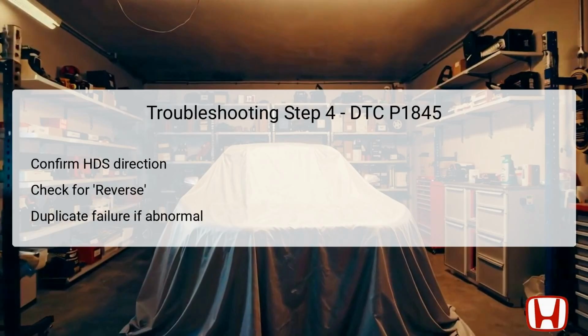If the HDS reading is as expected, indicating reverse, this suggests that the sensor is functioning correctly and directs attention to the TCM as the possible source of the problem. Accurate interpretation of these readings is pivotal in determining the next steps for repair. This step helps encapsulate the findings from the physical inspection and electronic data gathering necessary for a proper diagnosis.